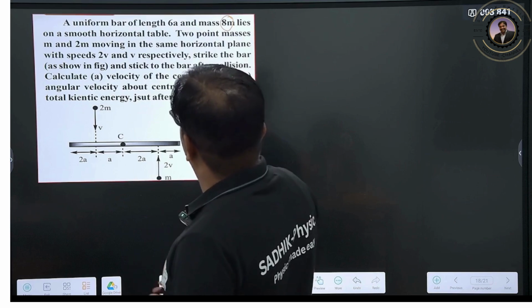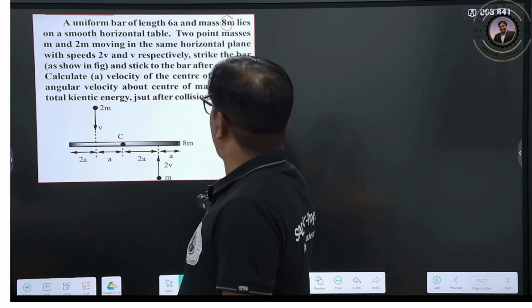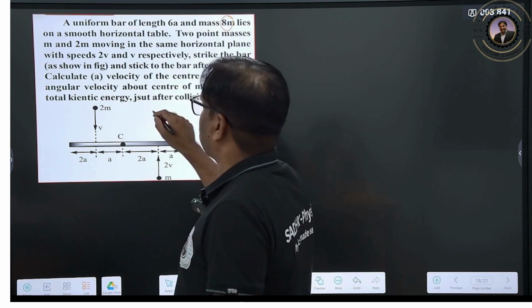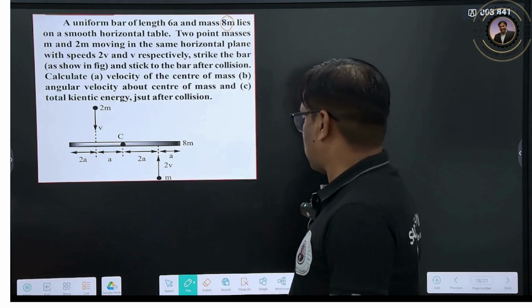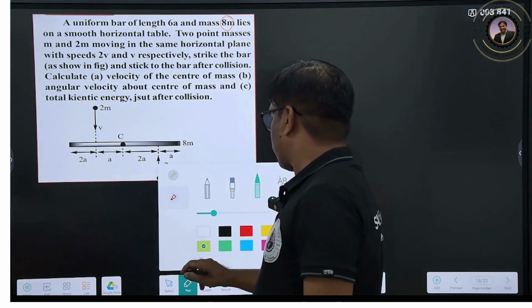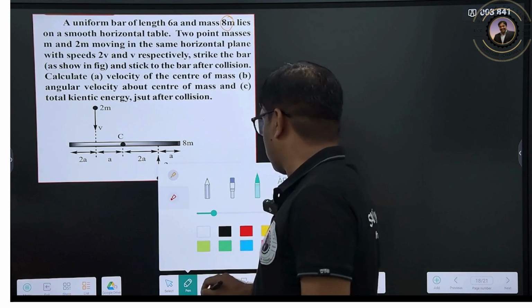Calculate the velocity of the center of mass first, the angular velocity about the center of mass, and the total kinetic energy just after the collision. Clear? There are 3 questions in this one. So first you should understand this question very clearly.